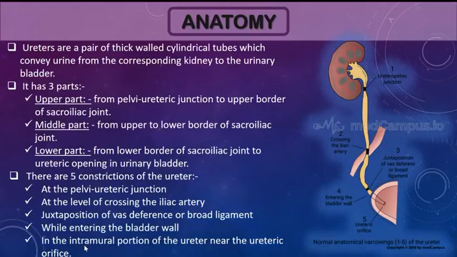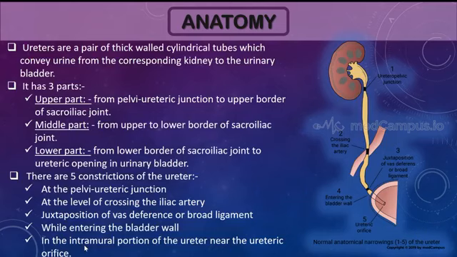First we discuss the anatomy of the urinary tract. The ureters are a pair of thick-walled cylindrical tubes which convey urine from the corresponding kidney to the urinary bladder. It has three parts. The upper part is from the pelvic ureteric junction to the upper part of the sacroiliac joint. The middle part is from the upper to the lower part of the sacroiliac joint. The lower part is from the lower part of the sacroiliac joint to the ureteric opening in the urinary bladder.